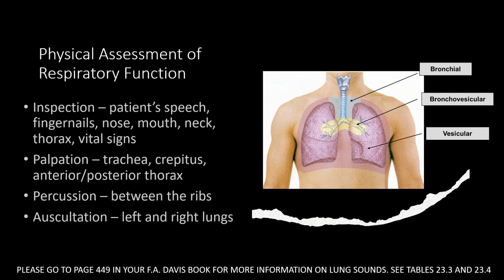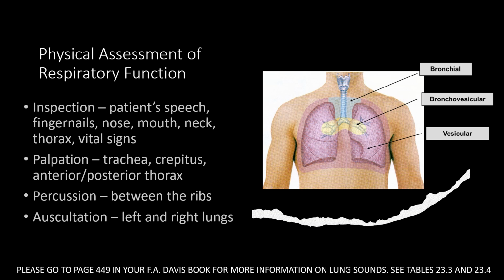Percussion. So assessment of percussion between the ribs should be performed following palpation. Normal percussion sounds over lung tissue is like resonance. So look on tables 23.1 and 23.2, and you'll see more information on percussion. And then auscultation. So using the diaphragm of your stethoscope, we're going to listen to the patient's lungs. We want to listen to right and left, paying careful attention to ensure that the patient's not becoming dizzy or lightheaded during the assessment, have them take deep breaths.